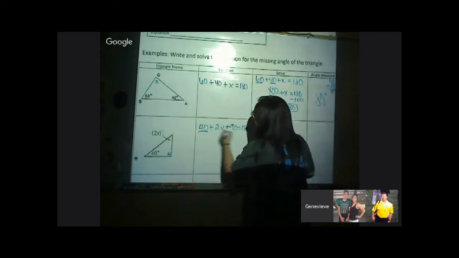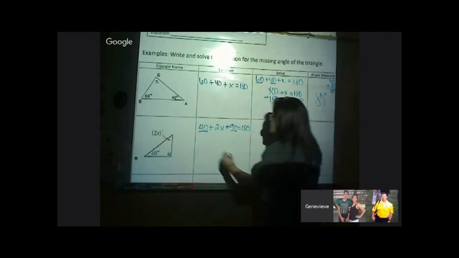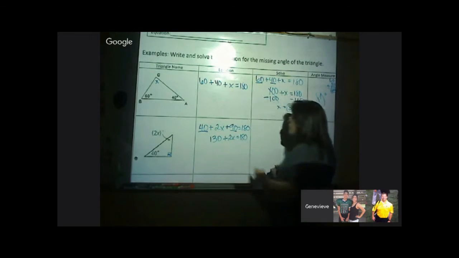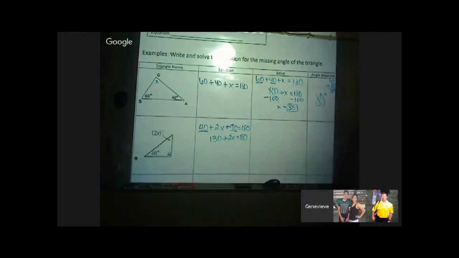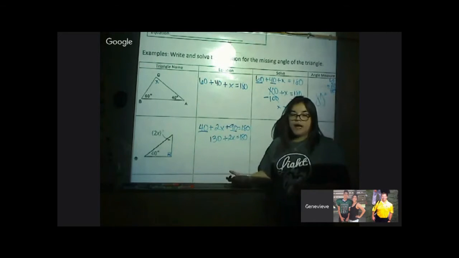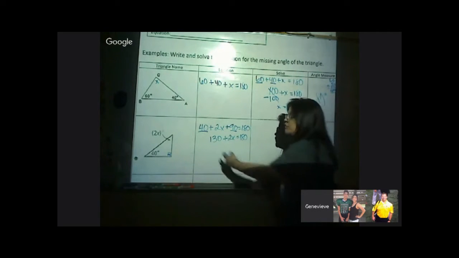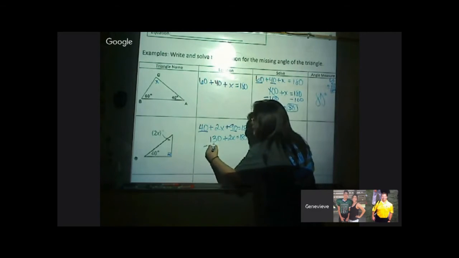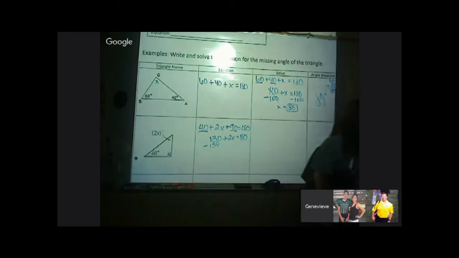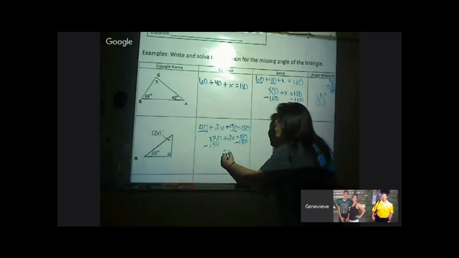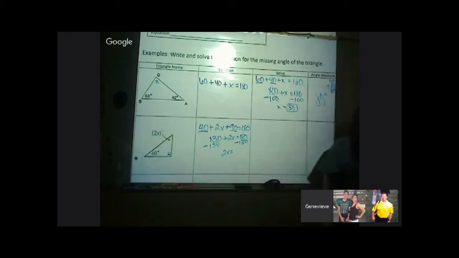40 and 90. So these two are like terms. 40 plus 90 is 130 plus 2x equals 180. We always get rid of our constant first. If you guys needed to, you could write your roadmap here to help you. But we always get rid of the number without the variable. So since 130 is being added, I subtract 130. And I have to do that from both sides. So I get 2x is equal to, what's 180 minus 130?